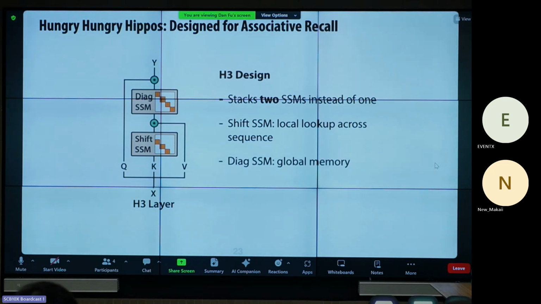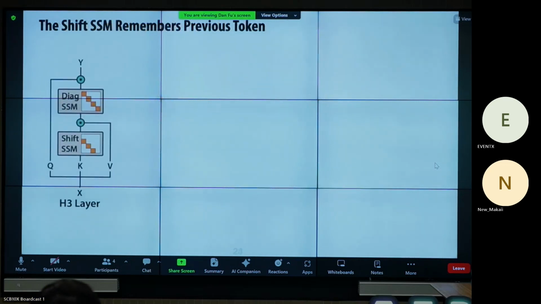The second state space model, with this diagonal SSM, really acts as a stored global memory. Between these two specialized layers and these gating multiplicative interactions, this global memory lets you look up and figure out what mappings came before. These multiplicative interactions allow you to compare: what is this token now, and what does it look like compared to something I've seen before? We'll walk through in a little more detail exactly what these models do.